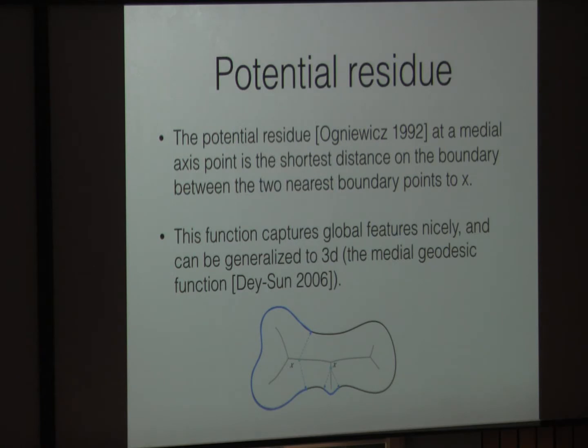Tamal Dey has some nice work on medial geodesic functions, where when you lift to 3D, instead of just 2 options for the path, now you have all the geodesics on the surface, but you can generalize it. And well, they couldn't prove a lot of things about it. I don't think they ever managed a homotopy equivalence proof under the definition.